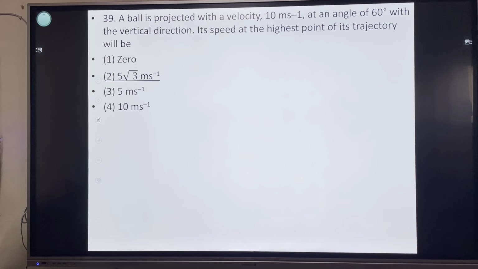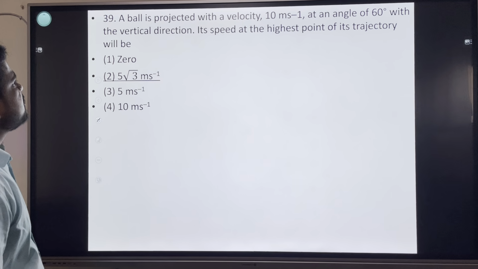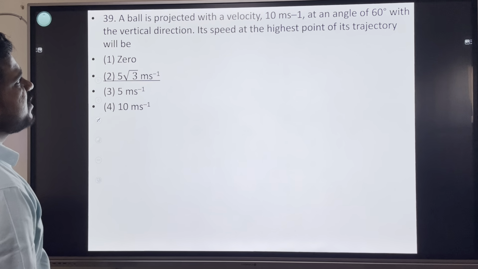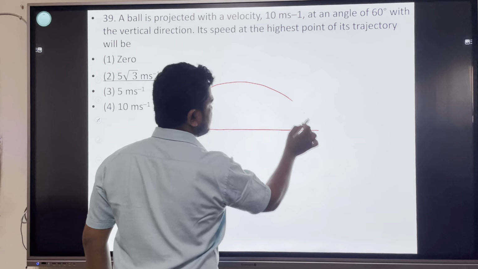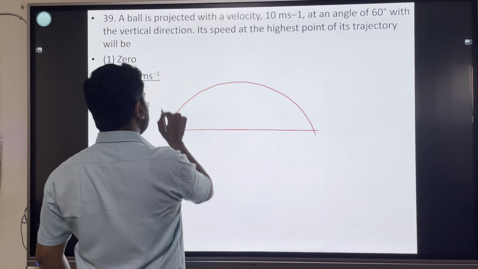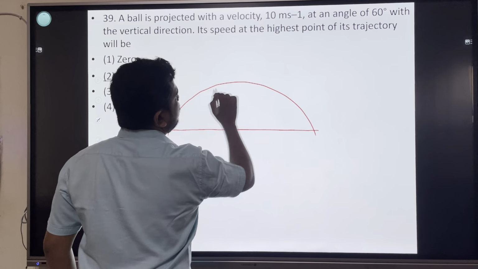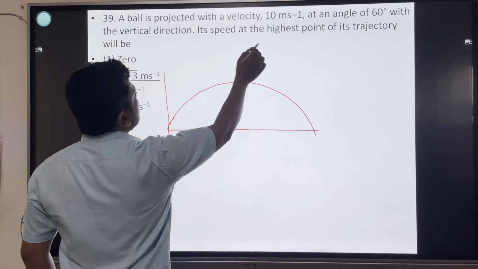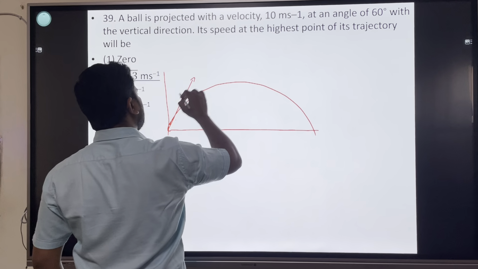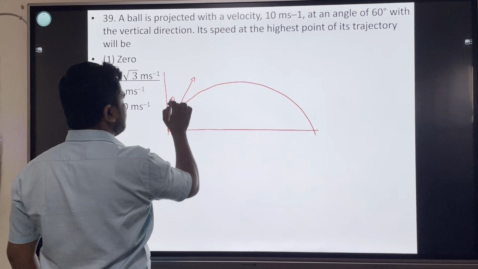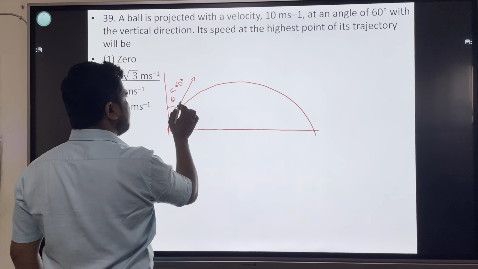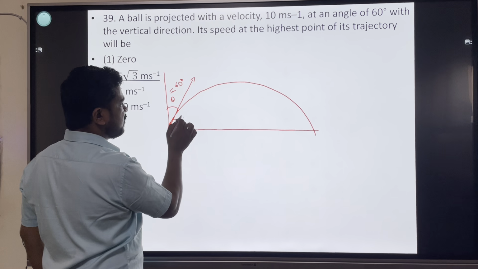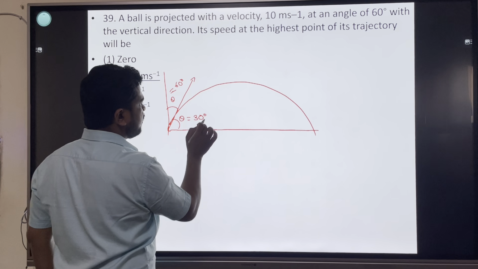A ball is projected with velocity 10 meter per second at an angle of 60 degree with the vertical direction. Find the speed at the highest point of the ball's trajectory. Projected with the vertical angle, theta equal to 60 degree. We have to find the angle with the x-axis. This is 30 degree.